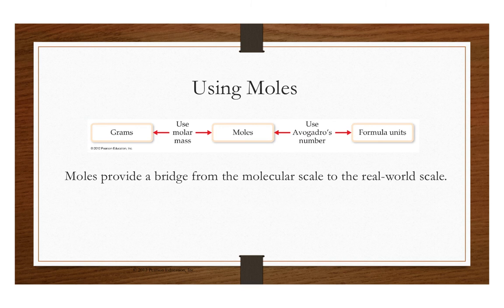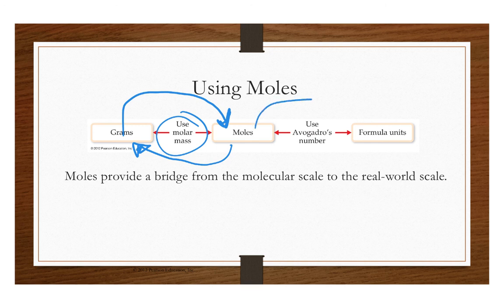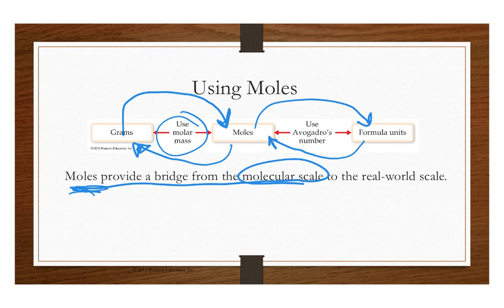And so we can use moles then. We can use that molar mass to change from grams of a substance to moles of a substance, or from moles of a substance to grams of a substance. We can use Avogadro's number to go to the number of formula units or number of atoms from moles as well. So essentially what moles do is they provide a bridge from the molecular scale to the real world scale, from us talking about formula units of things to us talking about grams of things.